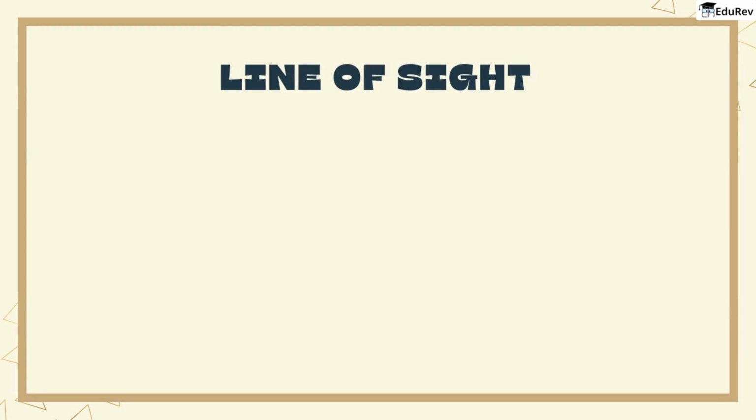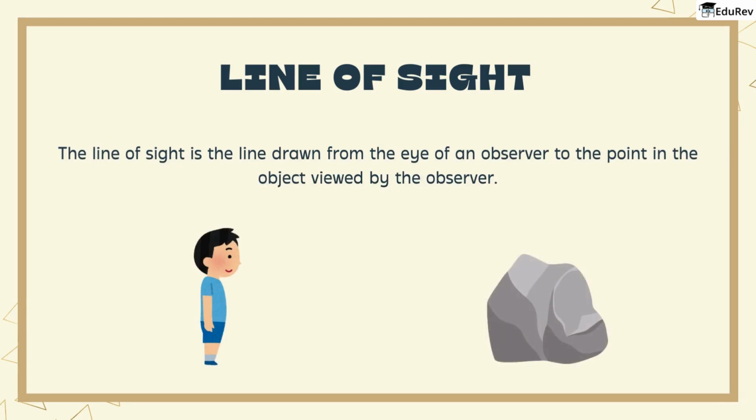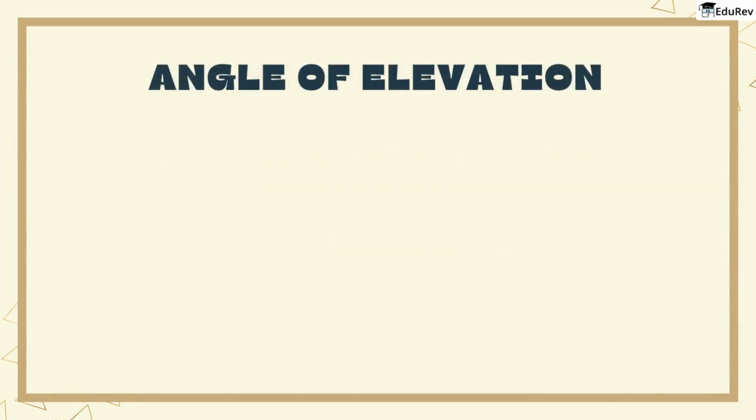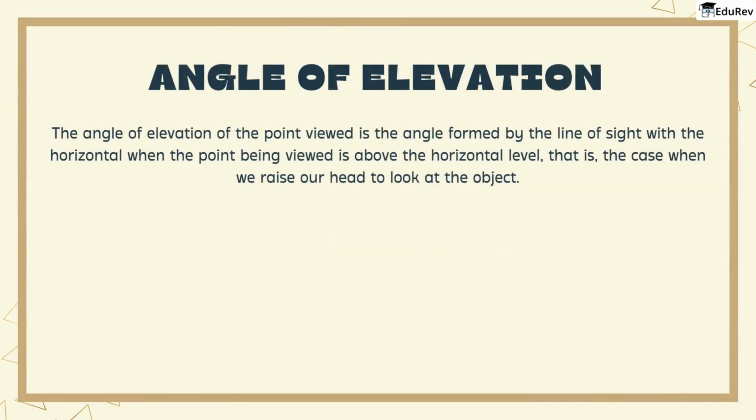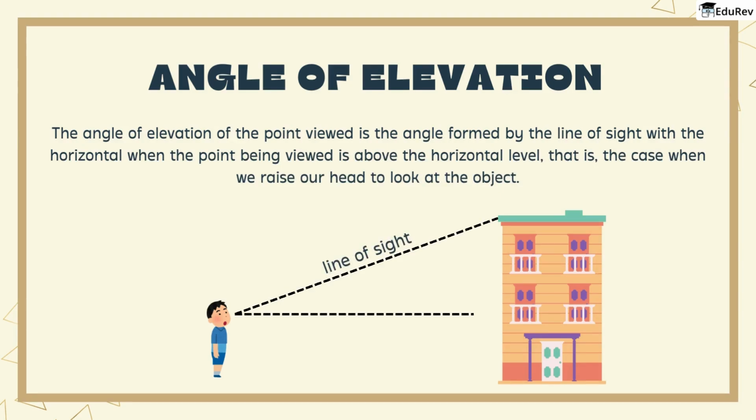Line of sight. The line of sight is the line drawn from the eye of an observer to the point in the object viewed by the observer. Angle of elevation. The angle of elevation of the point viewed is the angle formed by the line of sight with the horizontal when the point being viewed is above the horizontal level, that is, the case when we raise our head to look at the object.